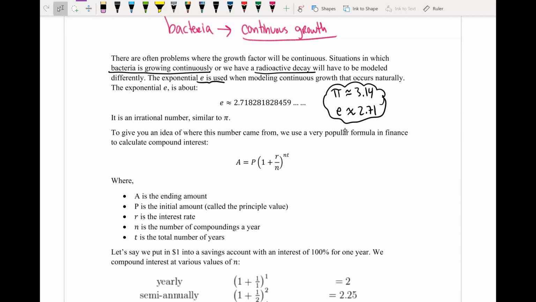If you want to know what the more numbers are, here is E. So it's super duper important. Make sure that you know what E is. Okay.